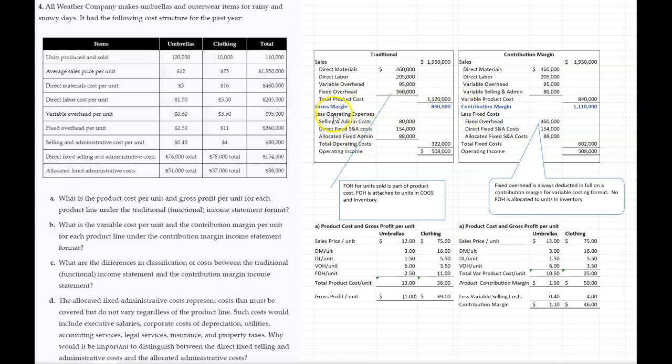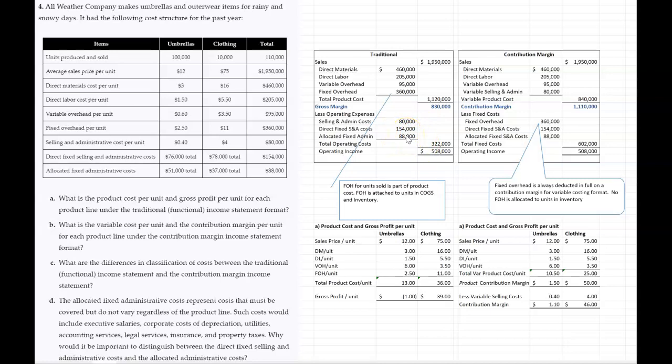Then down here are other operating expenses. Basically selling and admin, and they divide it up a little bit differently here, different categories. What they mean is this is selling and admin costs, and they say per unit, so I assume that this was variable cost, because it was there per unit. But then direct fixed selling and admin, direct because that means it's traceable to the product line. It's direct because we could take it apart between what's in umbrellas and what's in clothing. Okay, and then allocated fixed in admin, that is here, and that is an allocated cost, all right, that goes to the two product lines, but these are all normal operating expenses.